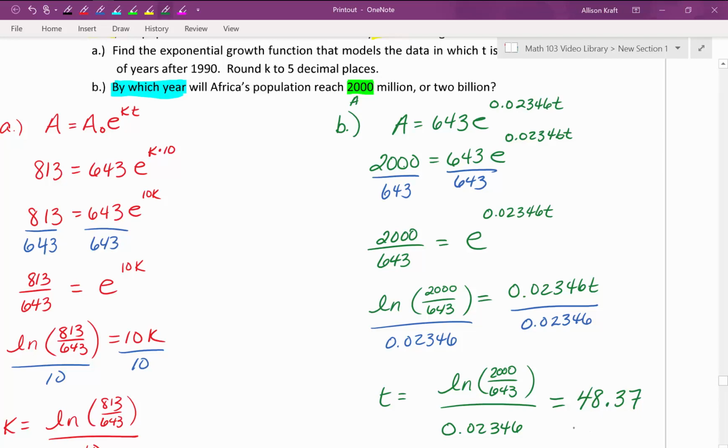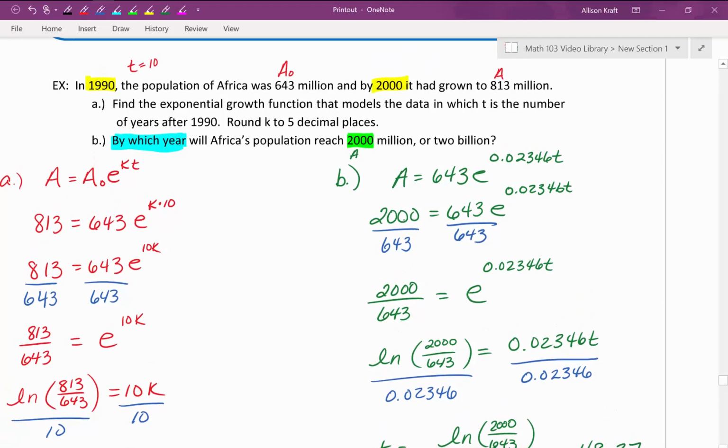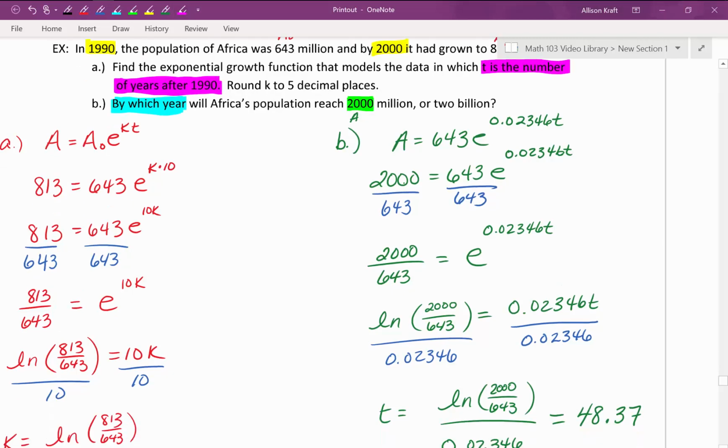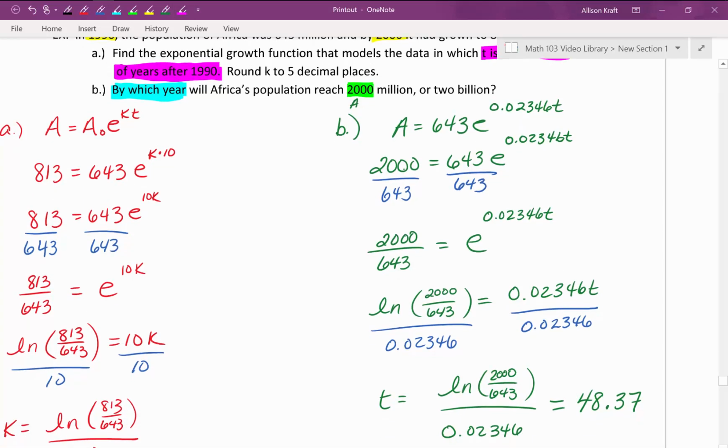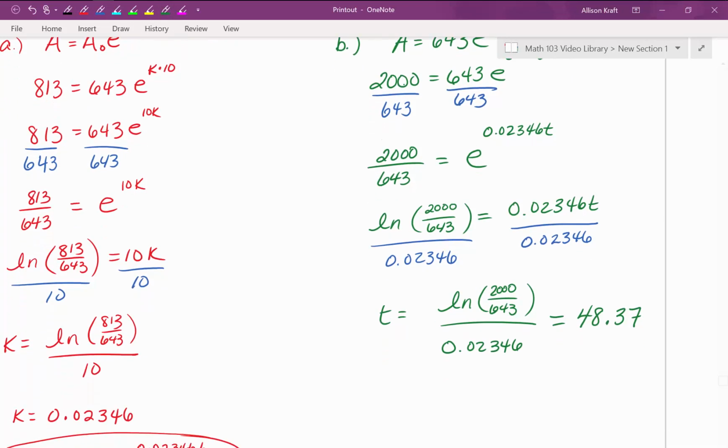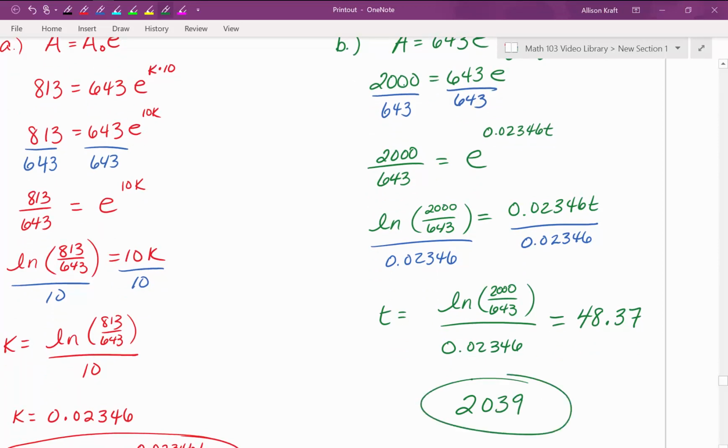They want to know by which year is Africa's population going to reach 2 billion? Well, we got an answer of 48.37. Recall that t represents the number of years after 1990. So we need to go 48.37 years after 1990. That's 48 complete years, and then we're pushing into the 49th year. So we're actually going to get the year 2039.